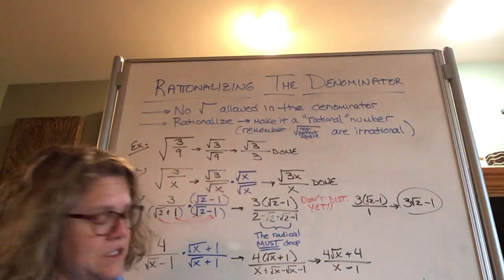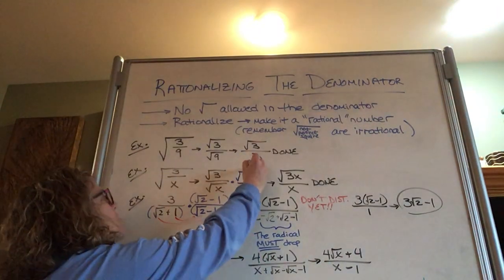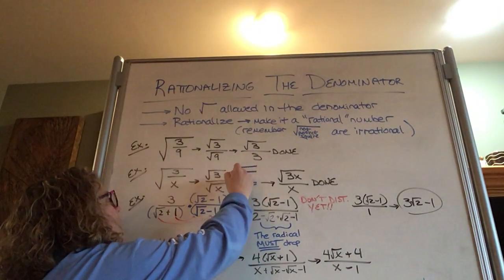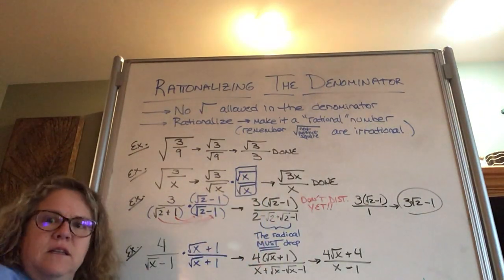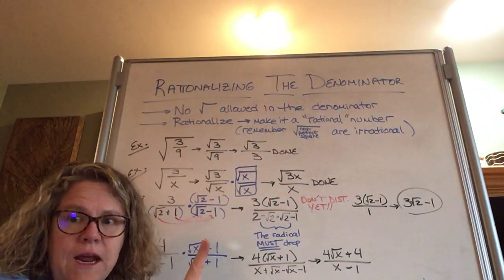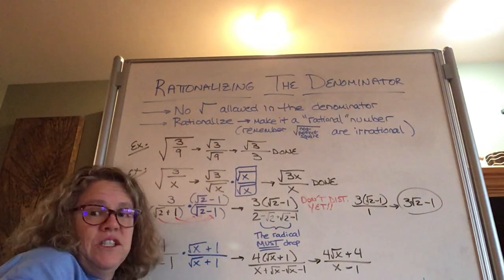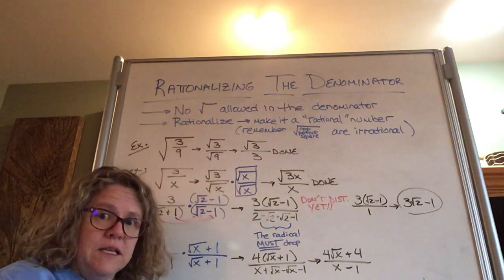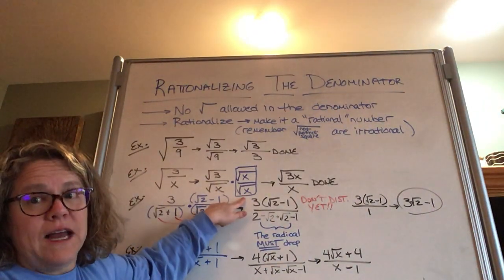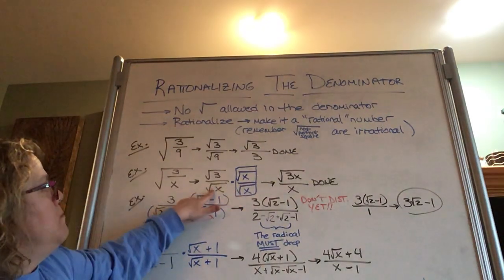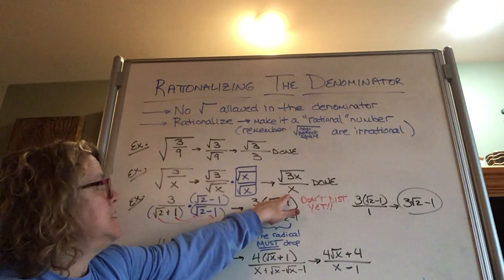And hopefully you guys are going to say out loud as you're sitting there watching this video, radical x over radical x is what? It's 1, right? We are always allowed to multiply a value by 1. We just decide what that 1 looks like. And in this case, 1 is radical x over radical x. So that when I multiply radical x times radical x, I get x.